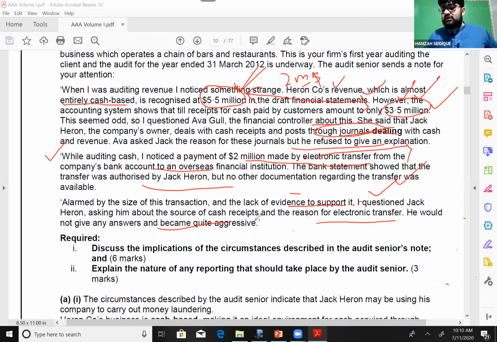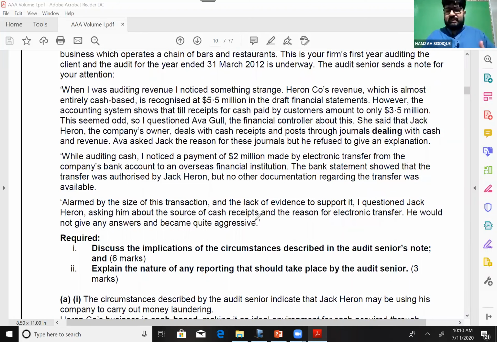So we have related. Now, after this stage of placement, what will they do? They will bring that money and make investments with it, and that will become legal money. So, implications. One aspect we have discussed, the other aspect: I asked them, he became aggressive. The audit senior is saying that.